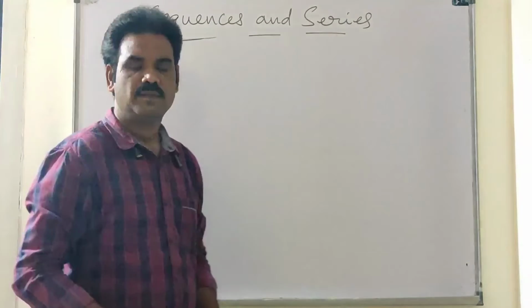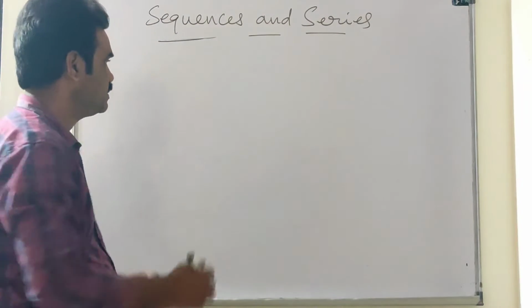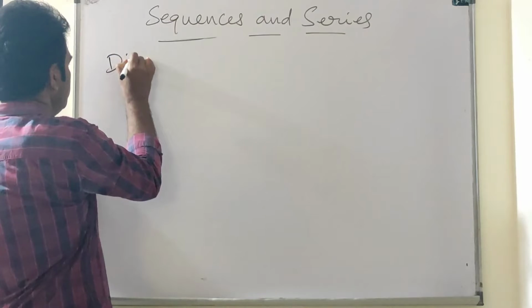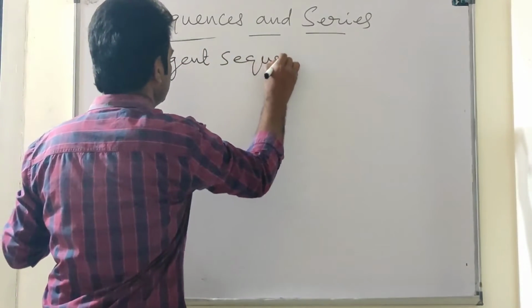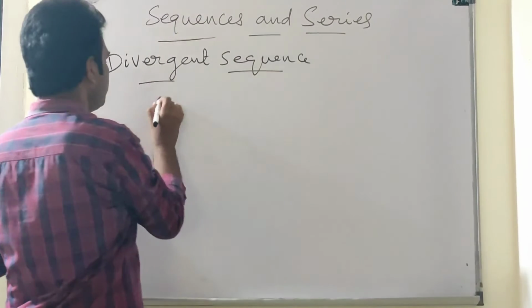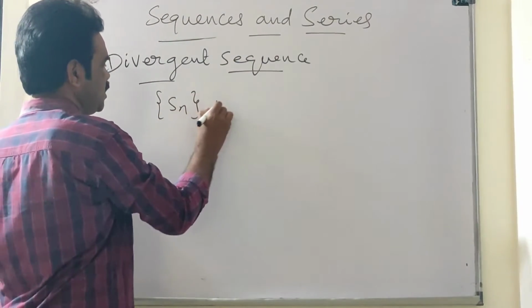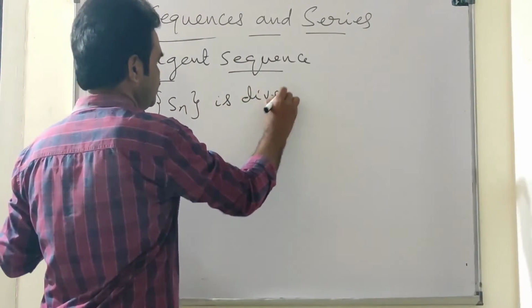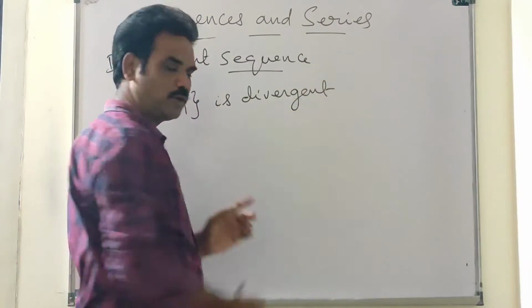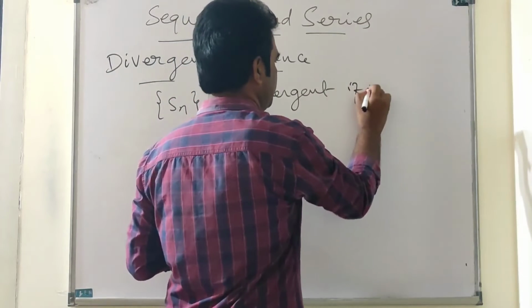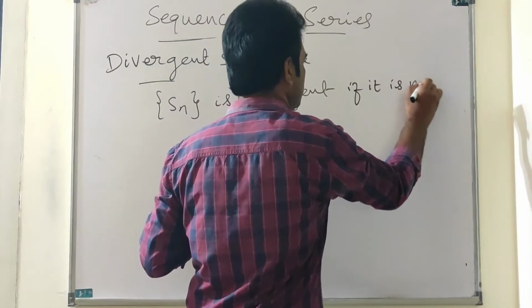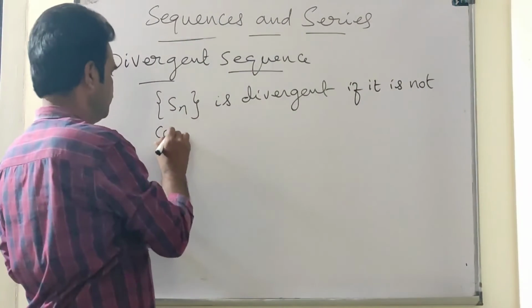Okay. Next, divergent sequence. A sequence Sn is said to be divergent if it is not convergent.